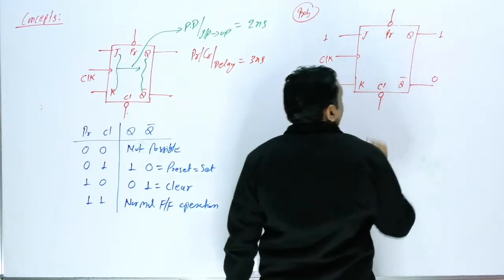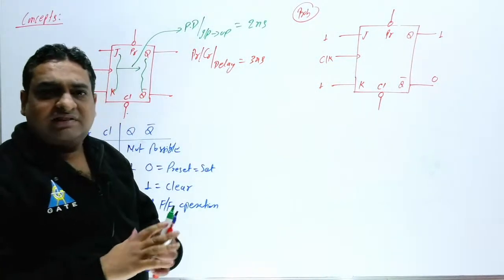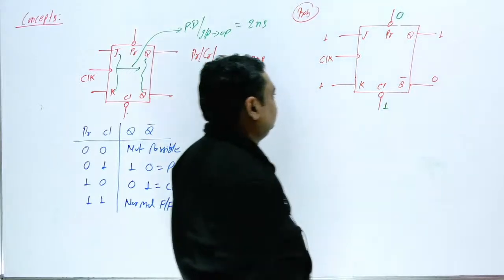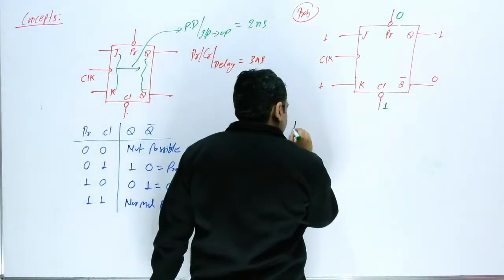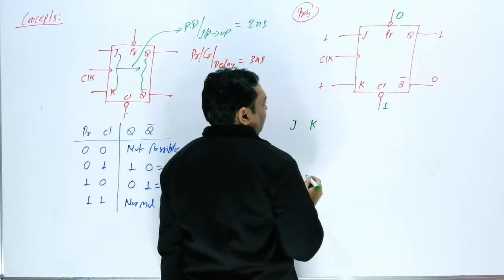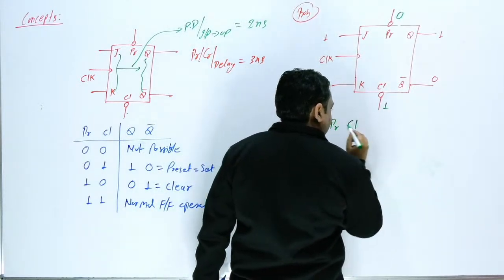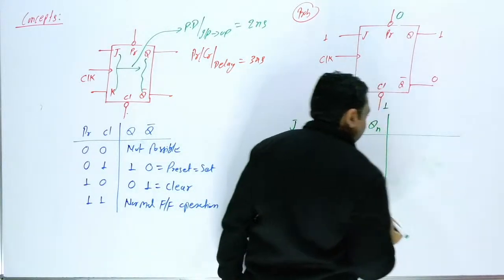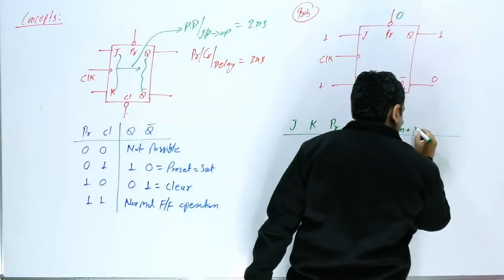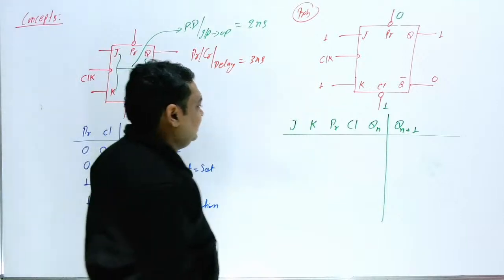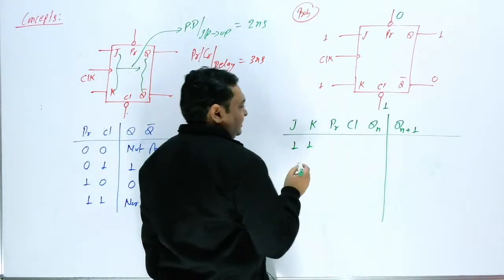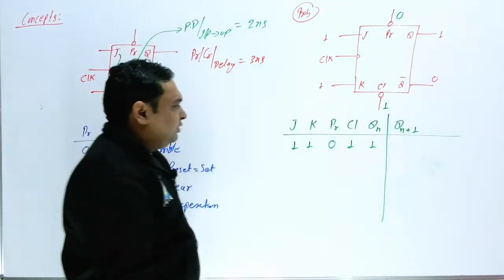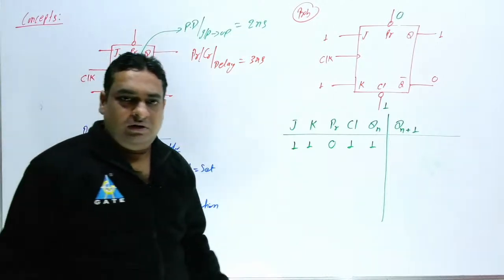Now I am setting preset equal to 0 and clear equal to 1. So I am going to write here J, K, preset, clear, and Qn. And now you have to find out Qn plus 1. J and K are given 1 and 1, preset is 0, clear is 1, and the initial state was 1. So what will be Qn plus 1, and after how much time?